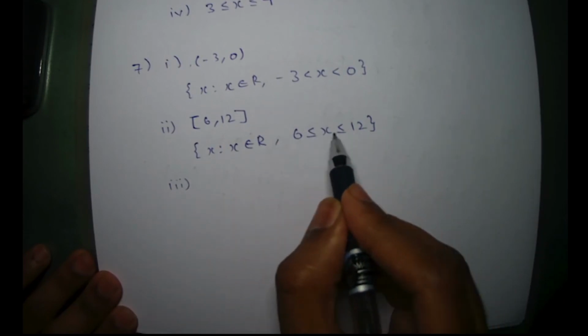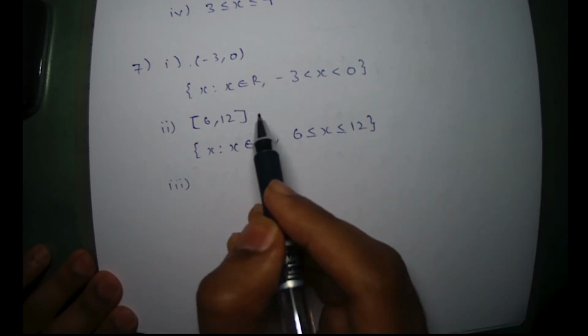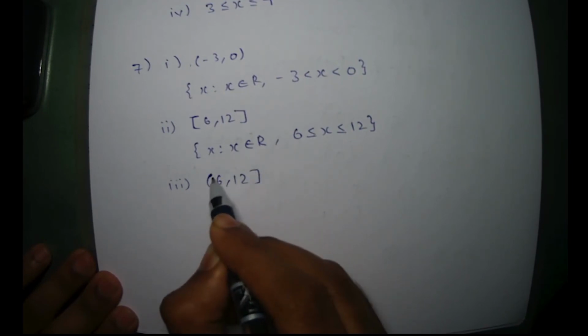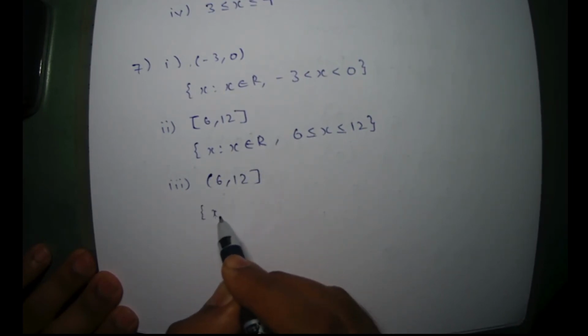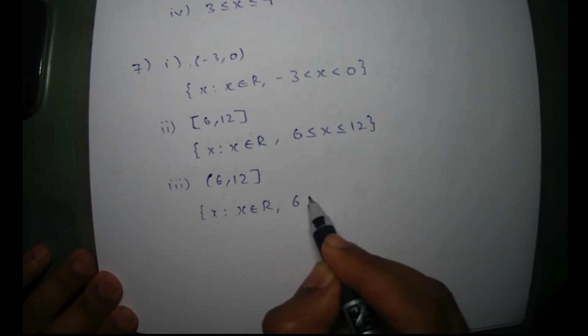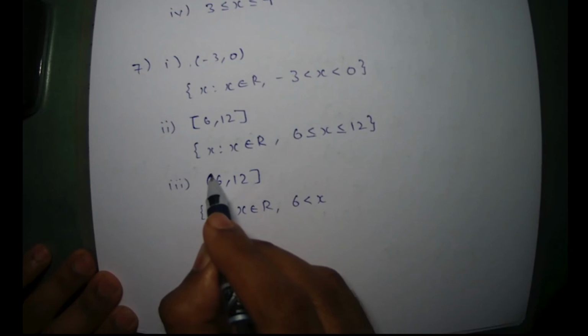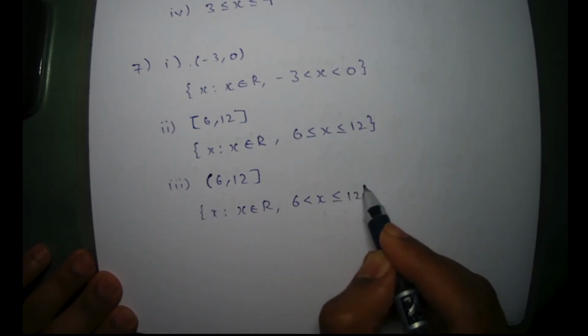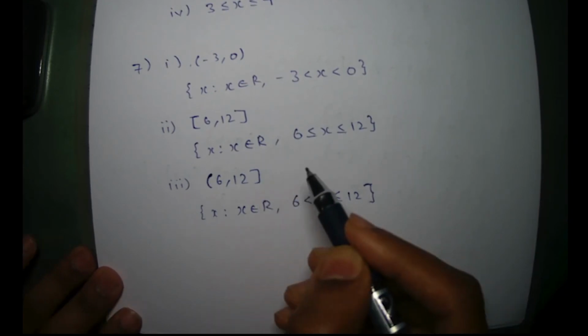We used less than or equal to here for both numbers since we have square brackets. The next question is (6, 12]. We have x where x belongs to real numbers and 6 is just less than x because we don't have a square bracket here, and then we have less than or equal to 12 because we have a square bracket here.